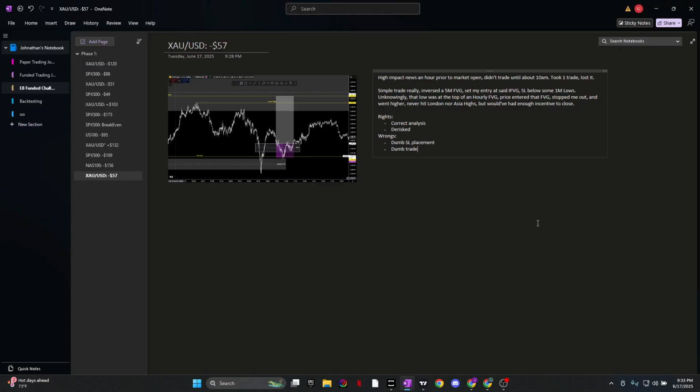Anyways, so it was a simple trade today, really. I entered off of a 5 minute inverse to the upside, after filling a higher time frame value gap, sweeping Asia lows and everything. I set my entry at that. The reason I lost this was just a bad stop loss, and I'll go over that now. Rights: correct analysis, de-risked. Wrongs: dumb stop loss estimate, kind of a dumb trade, just the way I did it. So let's go ahead and pull this up.